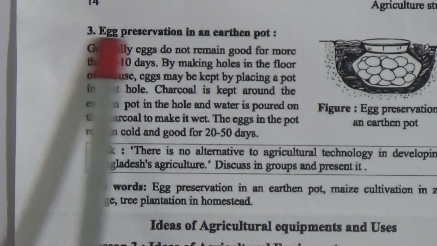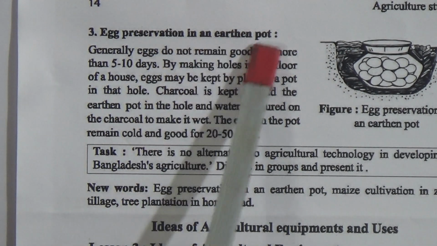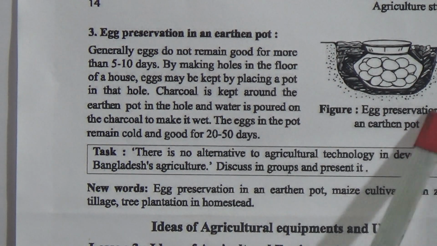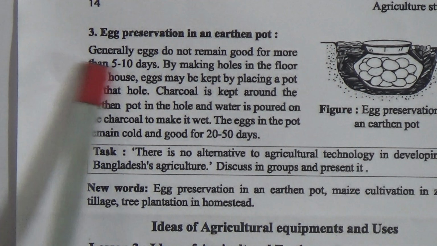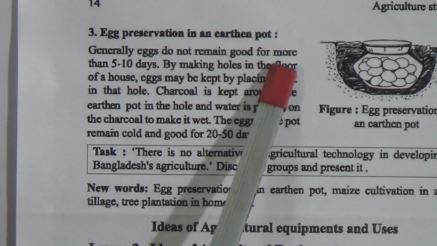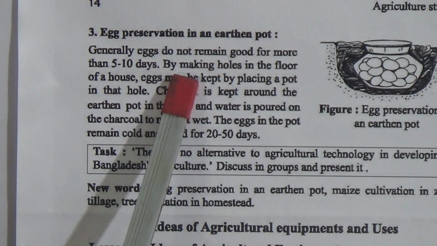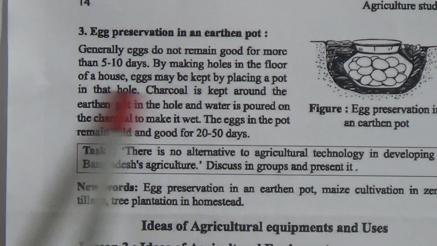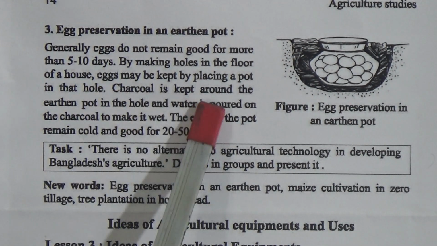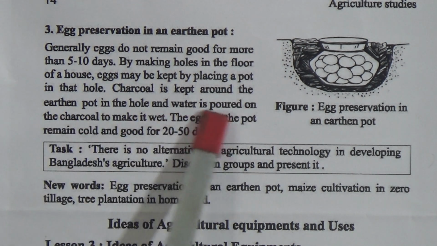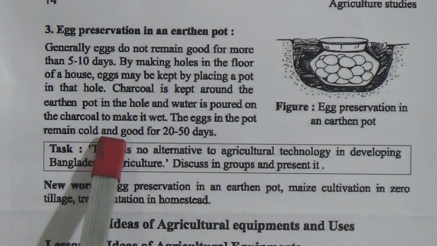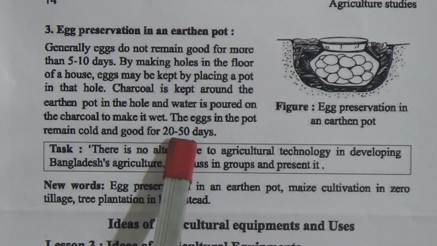And now, the last mention is egg preservation in an earthen pot. Just look at the picture that this is the process of egg preservation in an earthen pot. Generally, eggs do not remain good for more than 5 to 10 days. By making holes in the floor of a house, eggs may be kept by placing a pot in that hole. Charcoal is kept around the earthen pot in the hole and water is poured on that charcoal to make it wet. The eggs in the pot remain cold and good for 20 to 50 days.